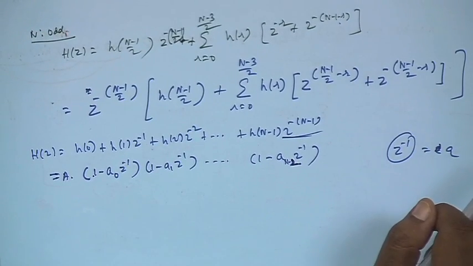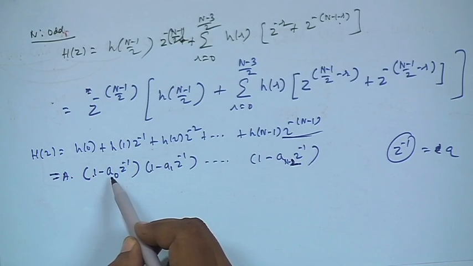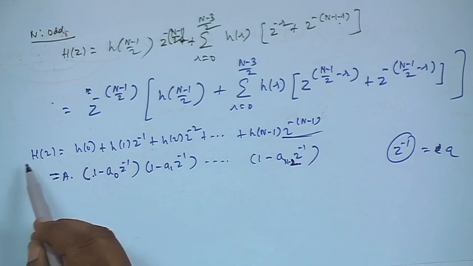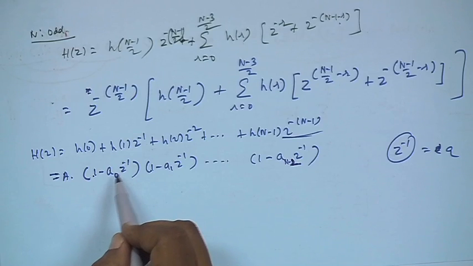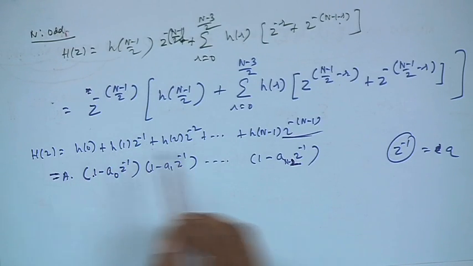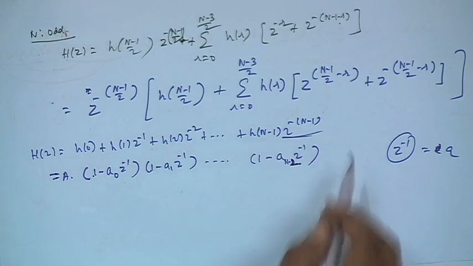Okay. So, you can factorize like this. Now, what are these factors? a0 is a root, that is if you take z equal to a0, then a0 into a0 inverse is 1, and 1 minus 1 is 0. So, H(z) becomes 0. That is why H(z) has a 0 at z equal to a0, H(z) has a 0 at z equal to a1, H(z) has a 0 at z equal to a(n minus 2), and so on. This is a general situation.